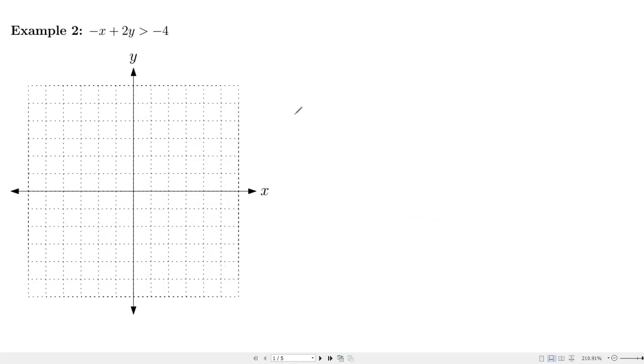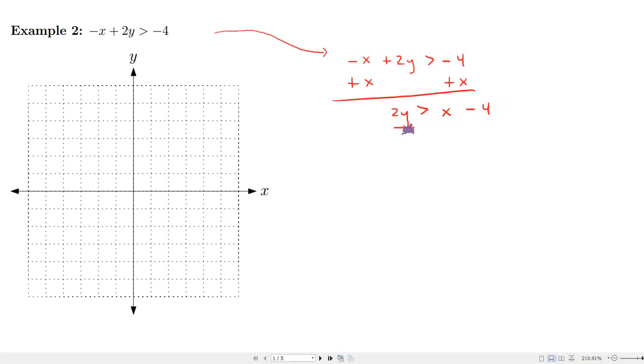So let's implement the same procedure as we just did to this one here. Let's isolate the y. We have negative x plus 2y greater than negative 4. So we will add the x to both sides of the inequality, and we'll have 2y is greater than x minus 4. Then we will divide both sides by the 2. And so we have y is greater than 1/2 x, and then minus 4 over 2. So y is greater than 1/2 x minus 2.